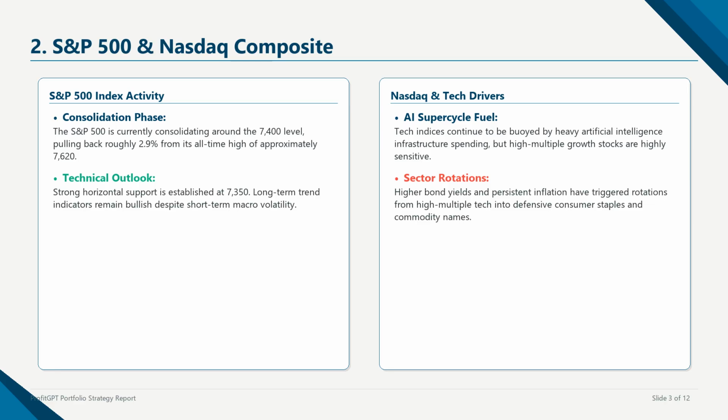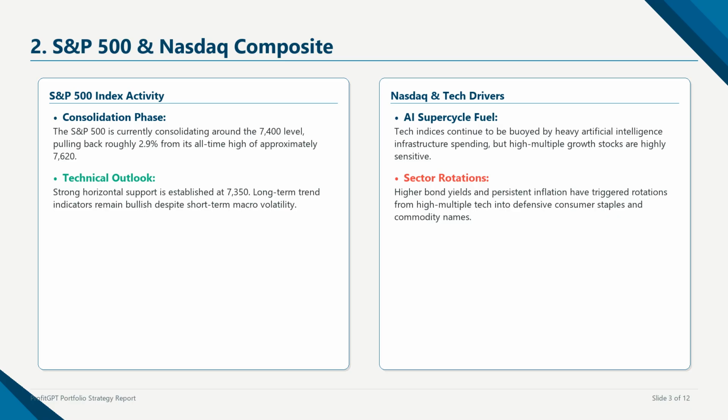Now, let's examine the stock market indices. Throughout June 2026, the markets have experienced significant volatility. The S&P 500 index is currently consolidating around the 7,400 level, after pulling back approximately 2.9% from its recent all-time high near 7,620. The Nasdaq Composite has also seen healthy corrections. Tech momentum remains structurally supported by massive artificial intelligence investments, but persistent concerns about a higher-for-longer interest rate path have led to notable sector rotations.